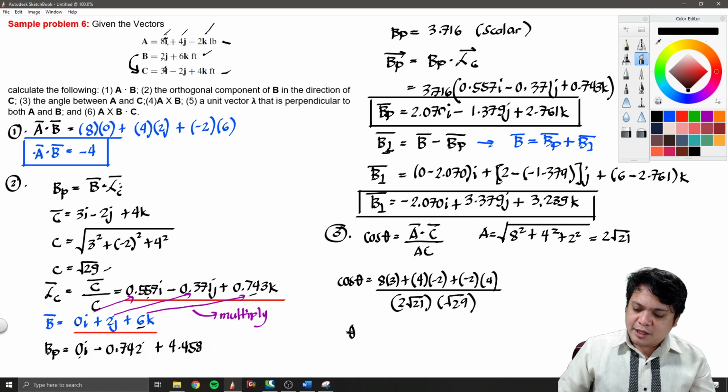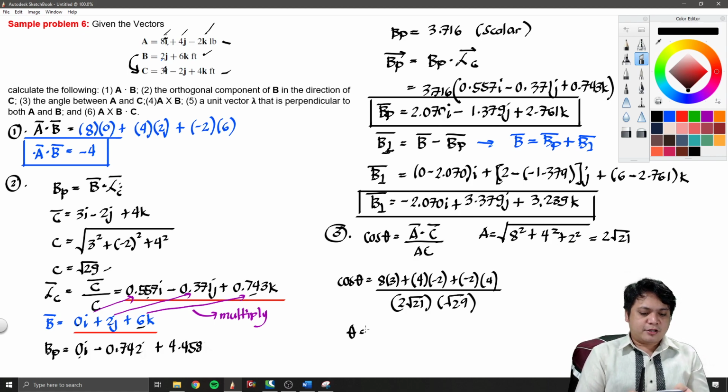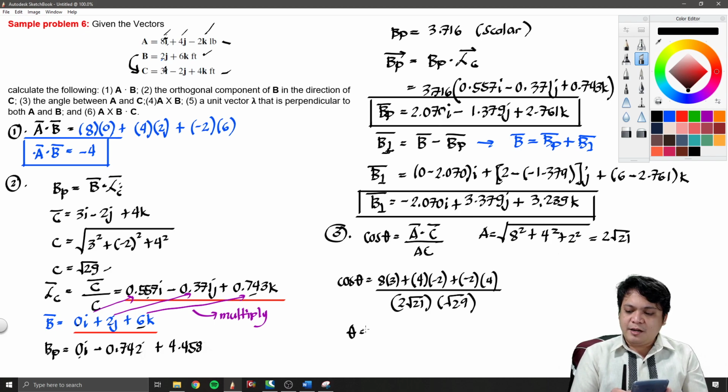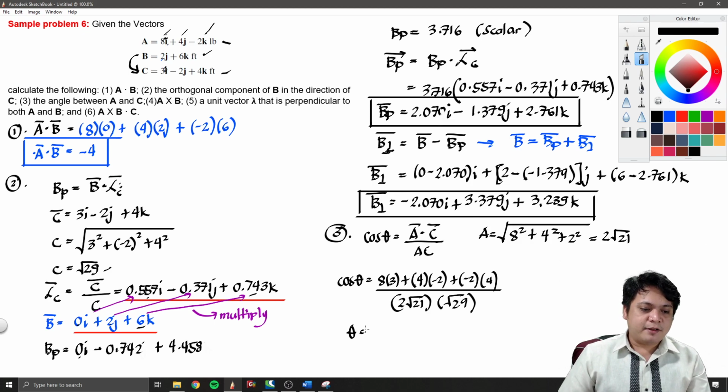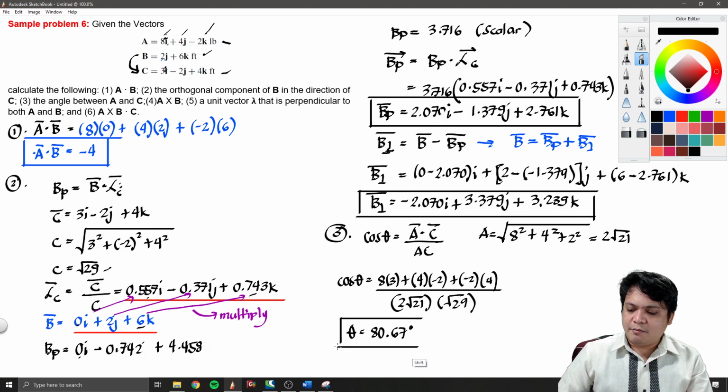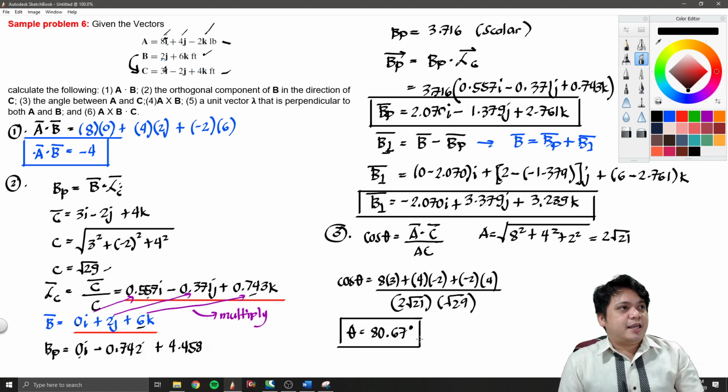Okay? So, yung theta ko, pwede ko nang kunin, arc cosine lang yon. So, arc cosine of 8 times 3 plus 4 times negative 2 plus negative 2 times 4 all over 2 square root of 21 multiplied by square root of 29. Okay, so you will be having the theta as 80.67 degrees. This is now the angle between A and C. Okay, so that is for the number 3.